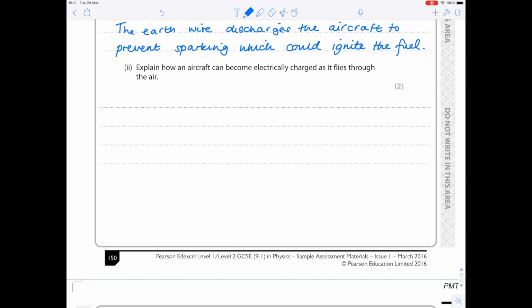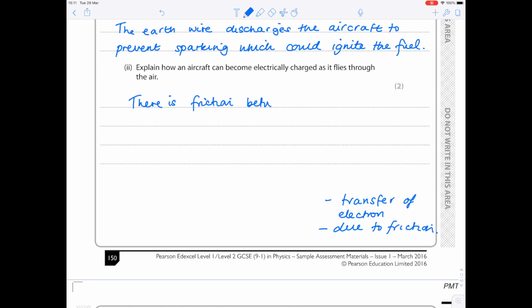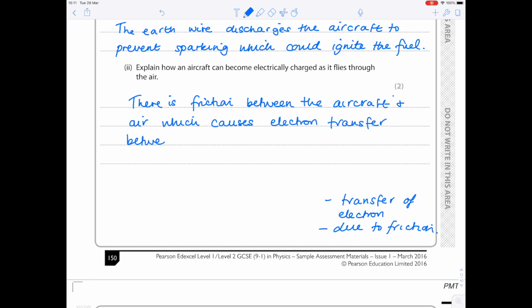Explain how an aircraft can become electrically charged as it flies through the air. This is a really basic static electricity question. How does static electricity get created? Well, it's due to the transfer of electrons caused by friction. And this is the sort of answer in my revision guide all day long. These questions, they look different, they're all the same. So state, there is friction between the aircraft and air, which causes electron transfer between the aircraft and air.